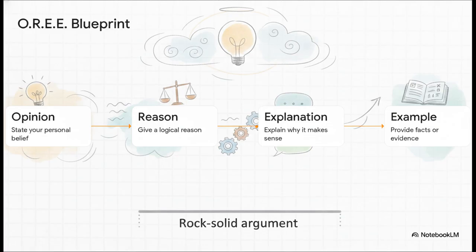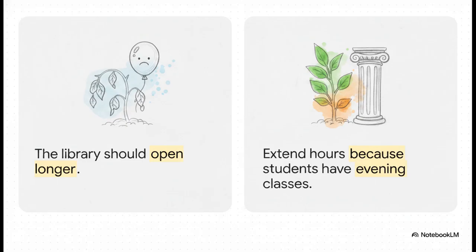So this right here is the very first major tool in our toolkit. Justification literally just means explaining exactly why you hold a belief. And this powerful four-step formula is exactly how you pull it off. It's called the OREE Blueprint. Step 1, you state your opinion. Step 2, provide a reason. Step 3, give an explanation. And Step 4, offer an example. When you intentionally walk your listeners through these 4 steps, you instantly transform this weak, kind of forgettable idea into a rock-solid argument. Let's look at how this actually transforms your communication.